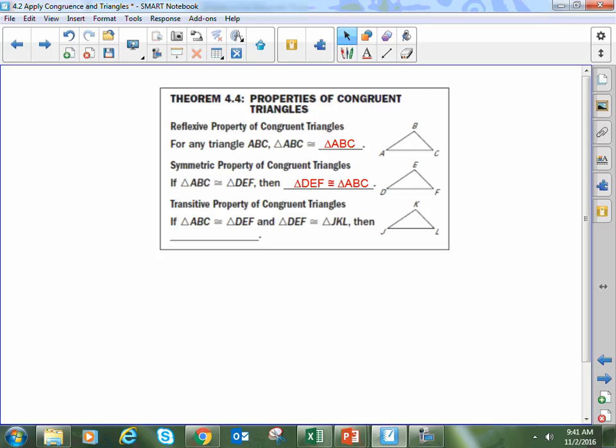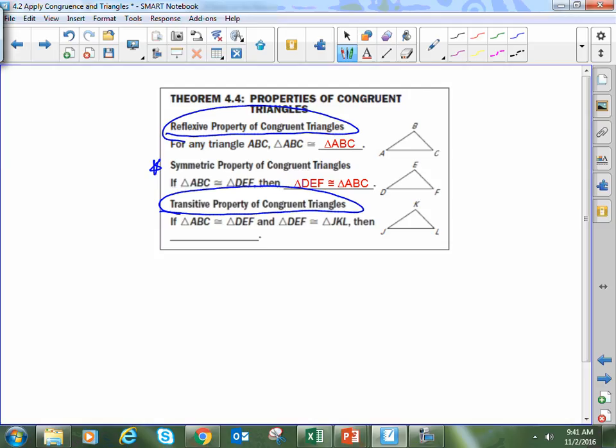And to be quite honest, the symmetric property of congruence isn't going to be one that you use a whole lot. The reflexive property and the transitive property are going to be things that you'll see much more commonly in the proofs as we move forward.